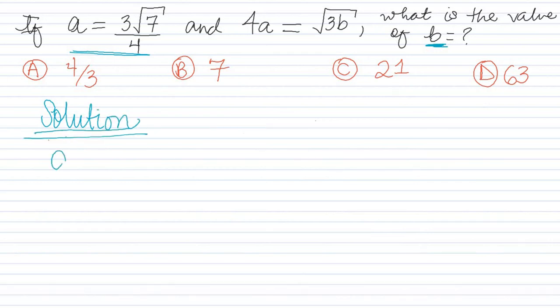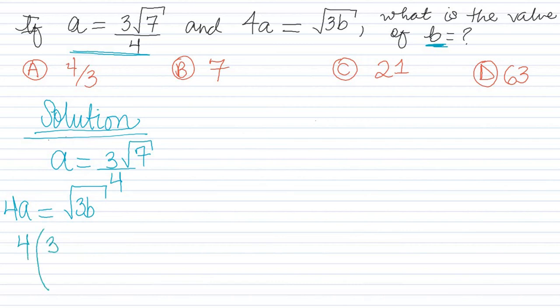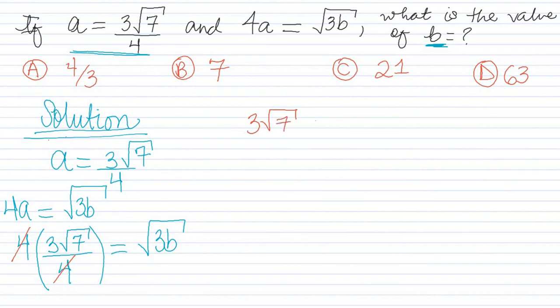So you have a equals 3 root 7 divided by 4, and you have 4a equals the square root of 3b. So that will be 4 times 3 root 7 divided by 4 equals the square root of 3b. So you divide both sides by 4, and what you end up with is 3 root 7 equals the square root of 3b.